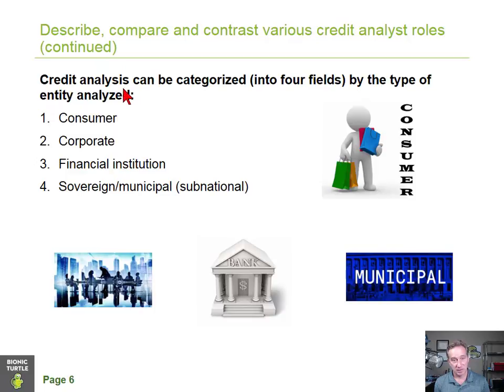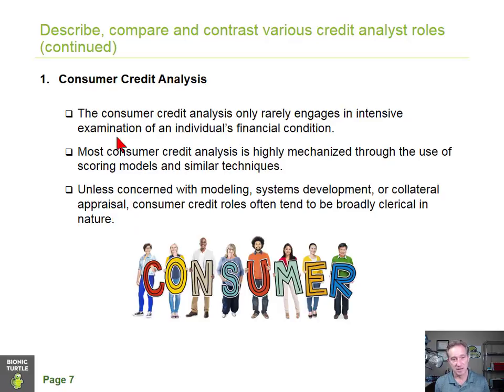And so then, the key feature of this chapter really is classifications, I would say. So then we have credit analysis can be categorized into 4 fields based on the type of entity analyzed: consumer, corporate, financial institution, obviously including banks, and then sovereigns, or municipals, which would be subnationals.